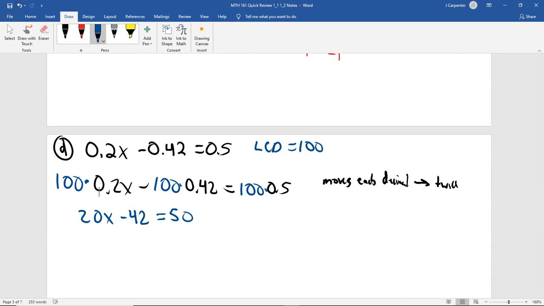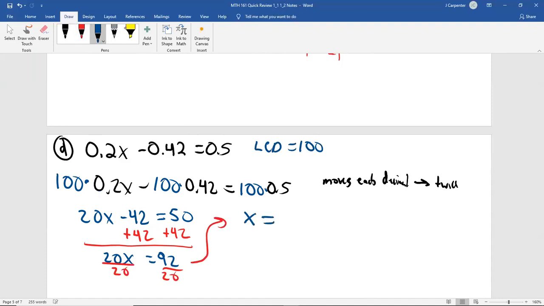Now we're on step 3. We're adding and subtracting things on both sides to move them. The only thing we need to move is the 42. The opposite of minus is plus, so we add 42 to both sides, which will give us 20x is equal to 92. We're at that 4th step, divide by the number with the x, because that's multiplication. To undo that, we divide. So we divide both sides by 20. The 20s cancel on the left, so we get x equals.